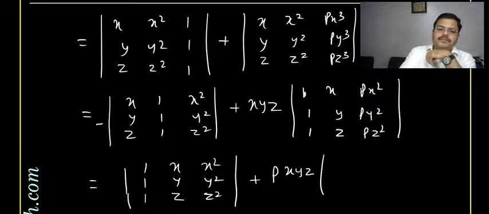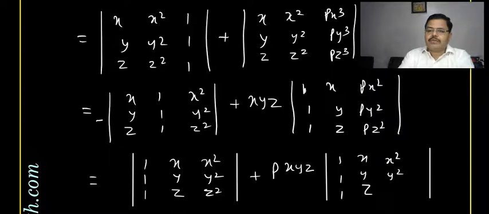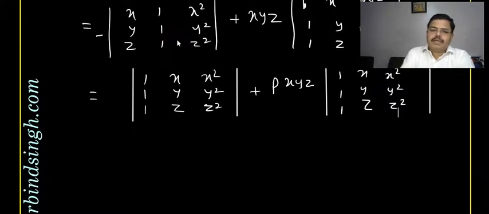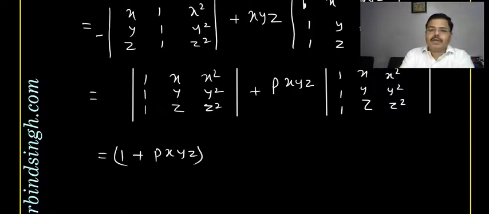And what is that? That will be 1, x, y, z, and x square, y square, z square. Because two of them are the same determinants, we can take common. And then what is left here? 1 is left. So 1 plus, what is left from there? P, x, y, z. X, y, z will be common, and what is left there? 1, 1, 1, x, y, z, and x square, y square, z square.